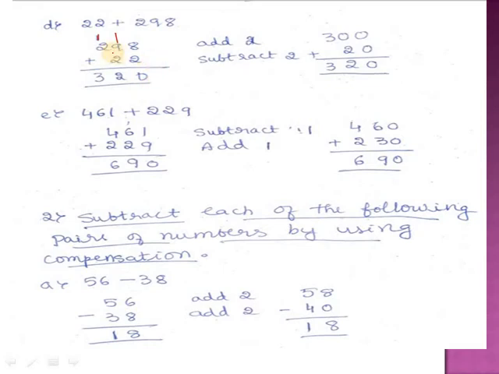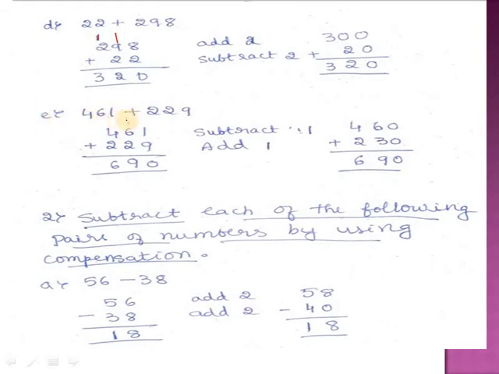320. So now we have to make the end number 0. 298 plus 2. If we add 2 to this one, what will it become? 300. Again 22 subtract 2, it will become 20. So now add. 0 plus 0 is 0. 0 plus 2 is 2. 3 plus 0 is 3. So the answer is the same when we add and subtract the same number.